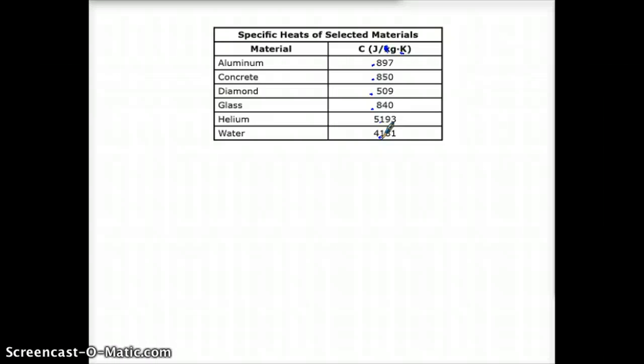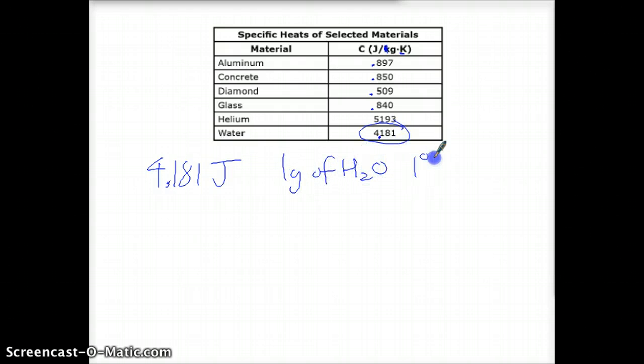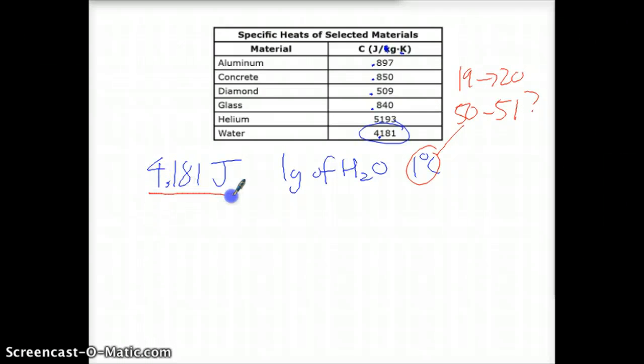So let's consider water. Water has a specific heat of 4.181. That means it takes 4.181 joules in order to heat up 1 gram of water by 1 degree Celsius. Now, one thing to point out, it doesn't matter what the degree change is. Are we going from 19 to 20 or from 50 to 51? It doesn't matter, because the change is still 1 in both of those cases. So the amount of heat needed to do those is the same.